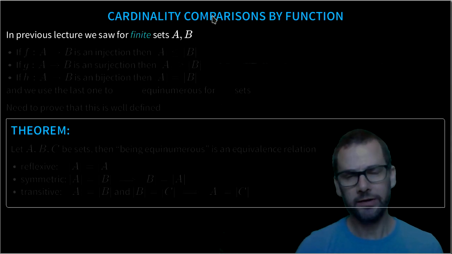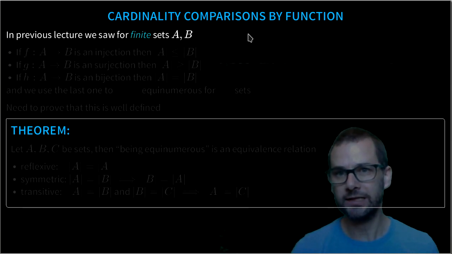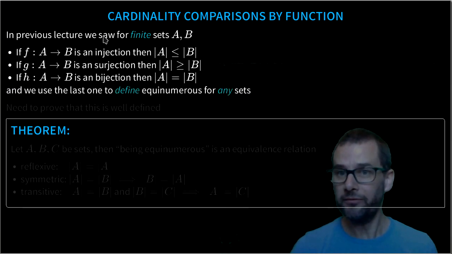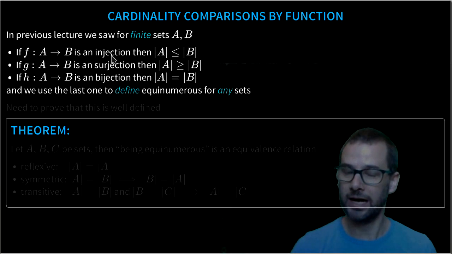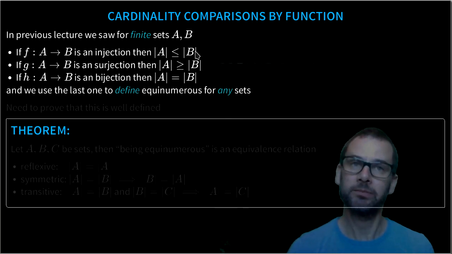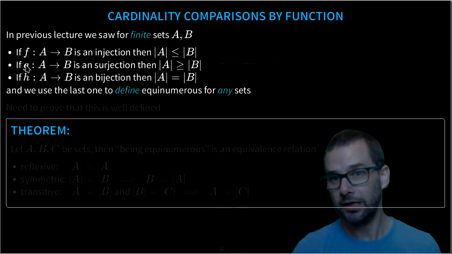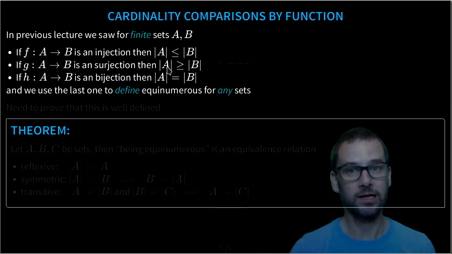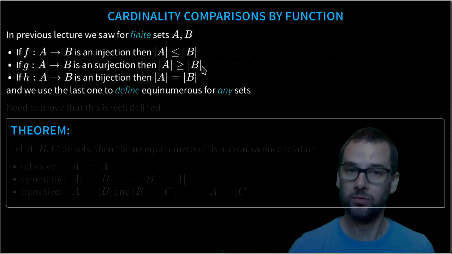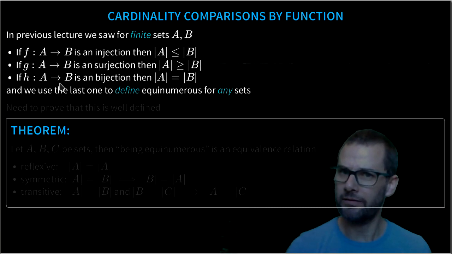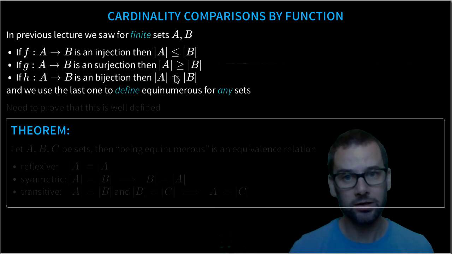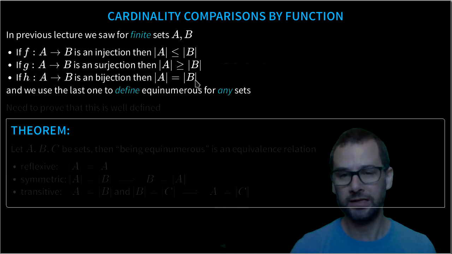In the previous lecture, we saw that for finite sets A and B, if we can build an injection from A to B, then it means that A must be smaller than B. Similarly, if we can build a surjection from A to B, then A must be bigger than or equal to B in size. Finally, if we have a bijection, something that's both injective and surjective, then A and B must have the same size.